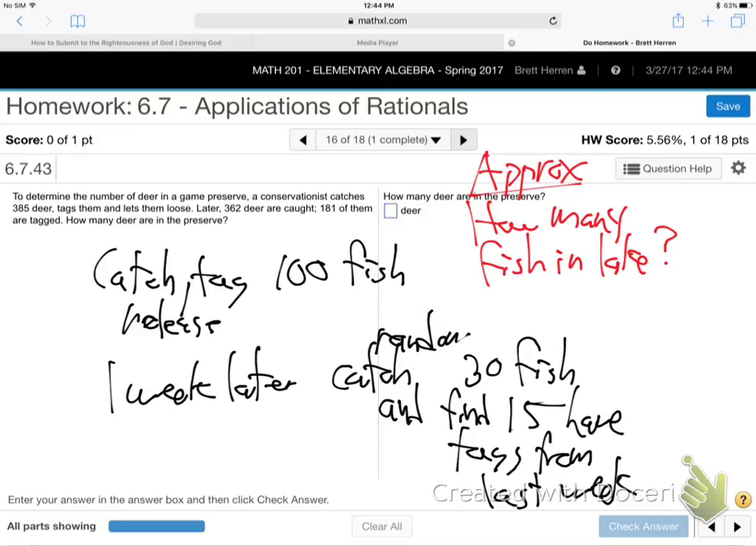And we know, because of our sample the second week, that about half the fish in the lake have tags. So there must be about 200 fish in the lake. Does that make sense? Because we know 100 have tags, and that's half. So it must be about 200. Do you see how we're able to estimate that? Does that make sense? Right?